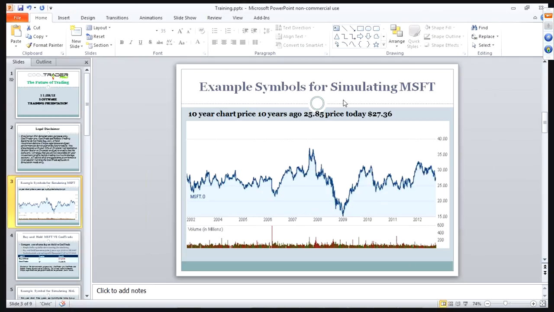So what I did here is I took Microsoft, for example, and printed a chart for the last 10 years. I know it's late and you probably don't want to look at charts, so I'm going to make this really quick. Ten years ago, Microsoft was $25.85. Microsoft closed today at $27.36. So over the last 10 years, it's just moving around.